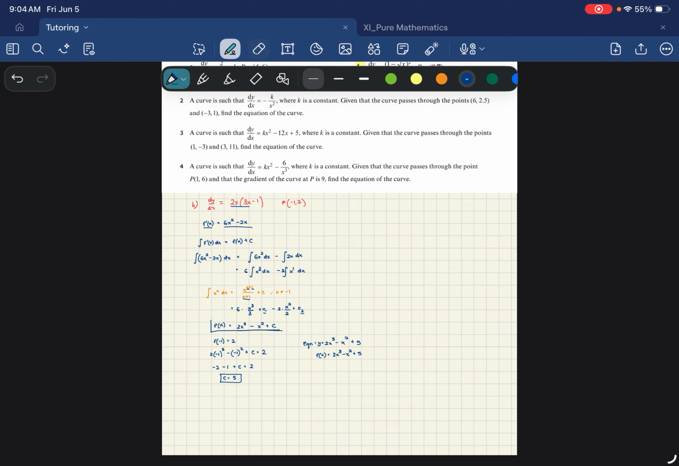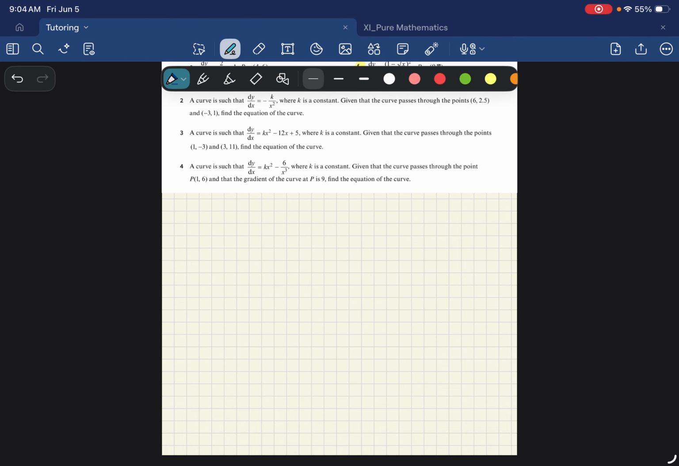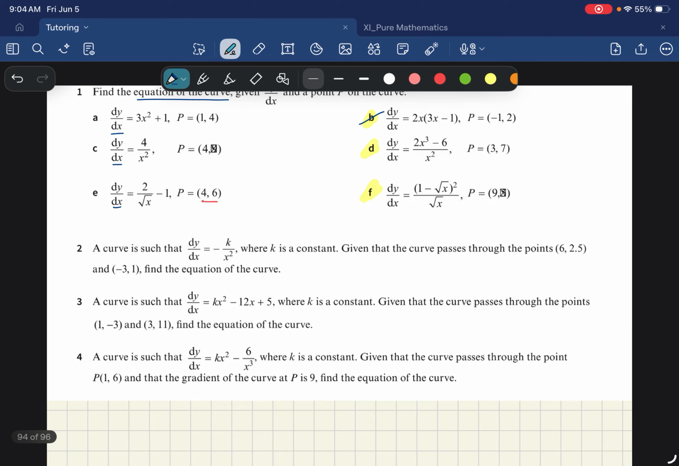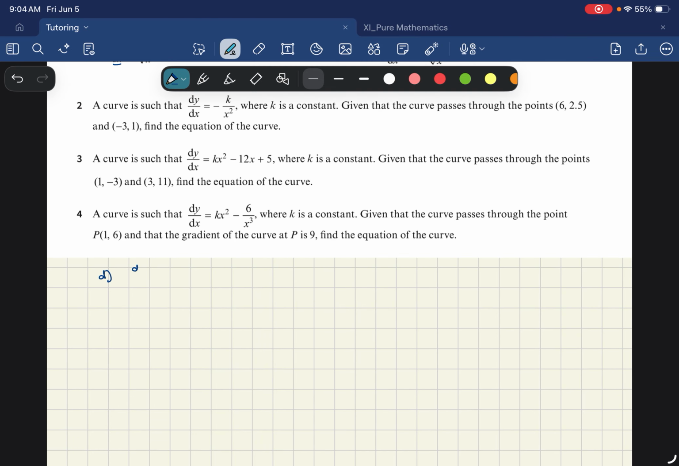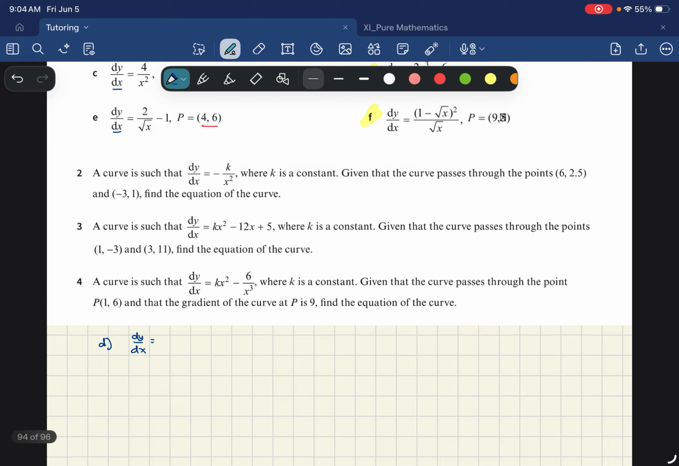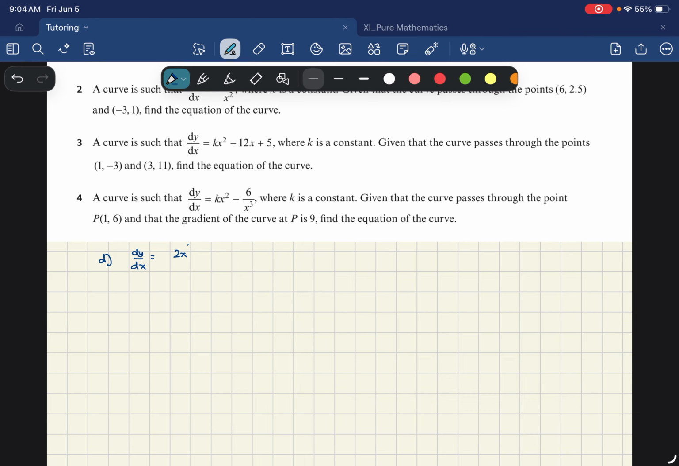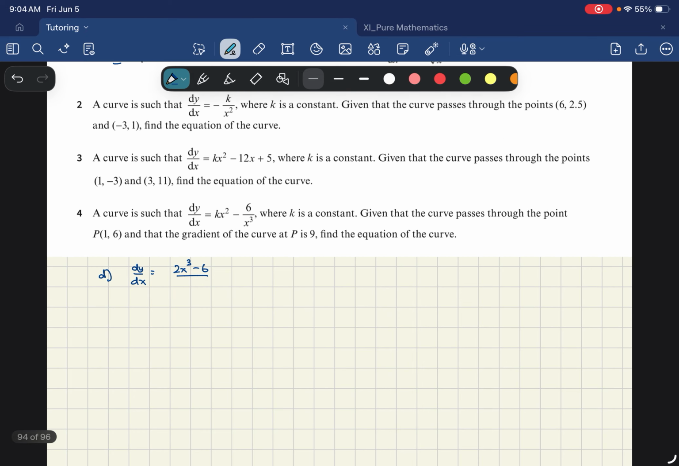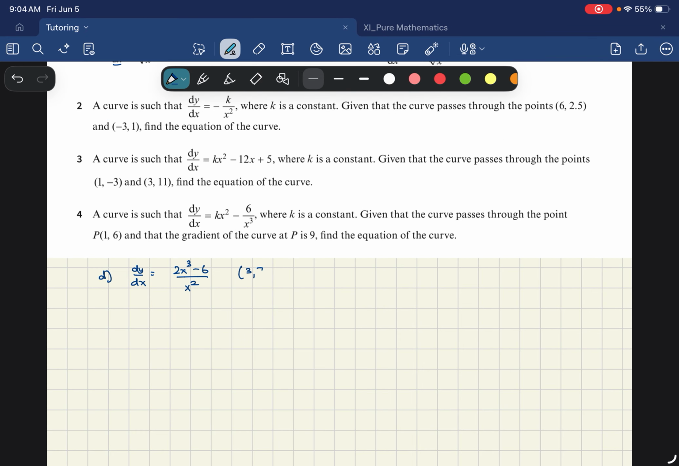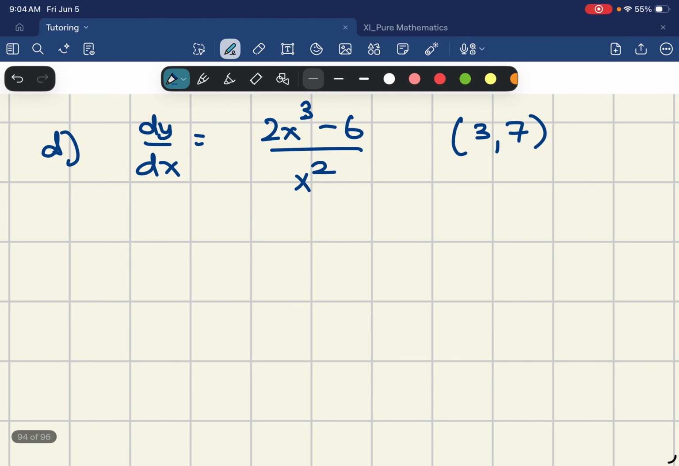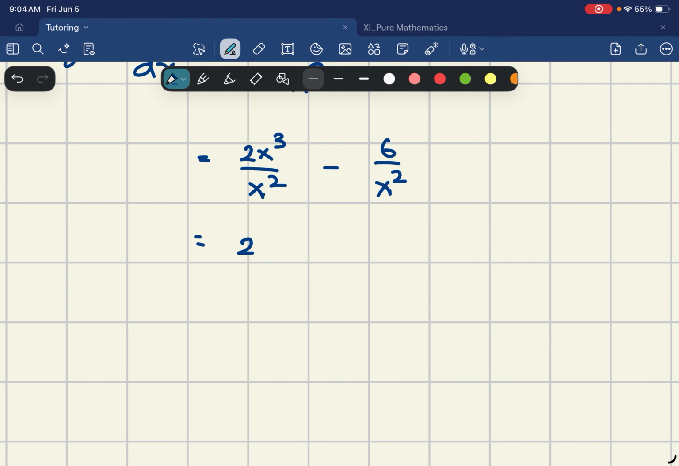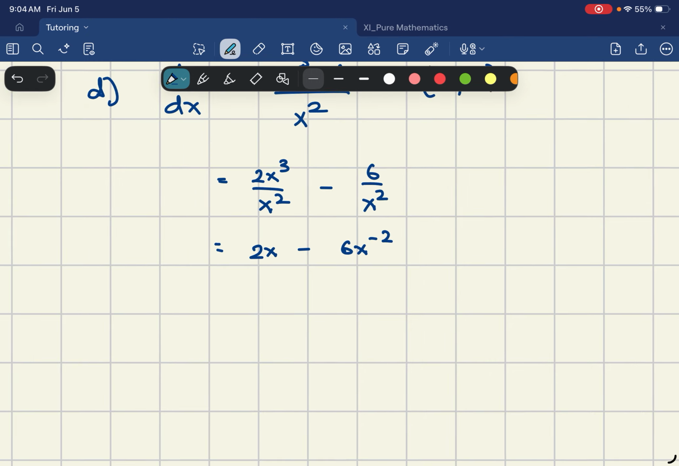Let's do D. And now I'm going to be a bit quicker here. So D is dy by dx is equal to 2x cubed minus 6 divided by x squared. And 3 comma 7 is a point. All right. So now let's just simplify this expression. I can write it as 2x cubed divided by x squared minus 6 over x squared. And this can be further simplified as 2x minus 6x to the power negative 2, right? And I hope this simplification is clear.